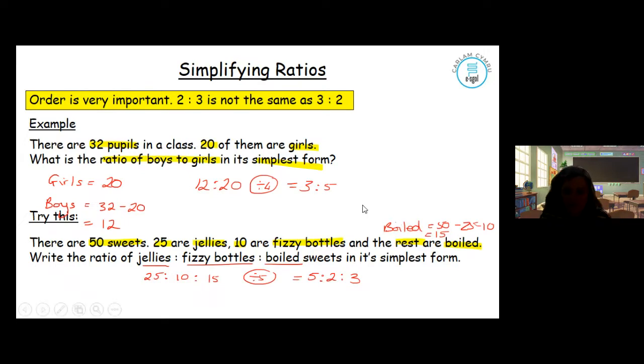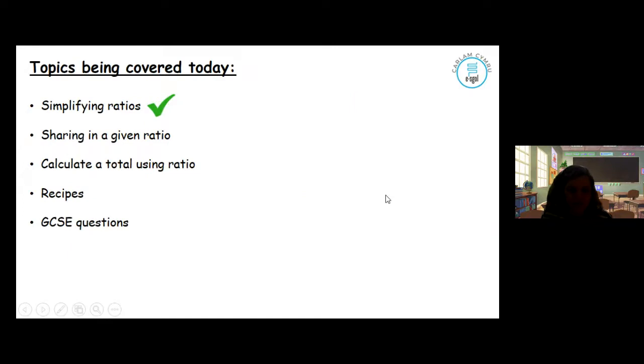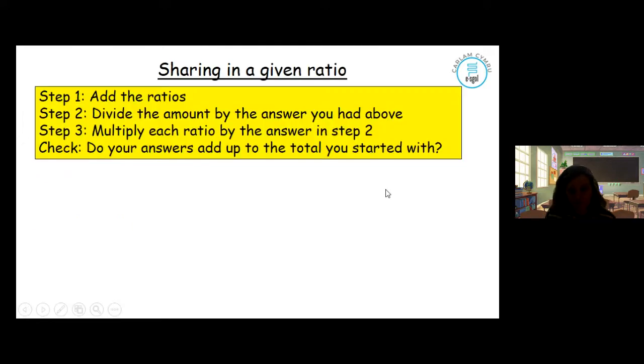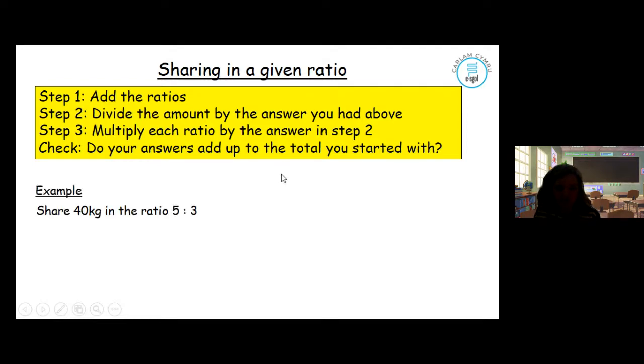Okay. All right, then, well done. So this is what we've done so far, so we're already quite a way through. We've been looking at simplifying ratios. The next thing we're going to do is still with ratios, but we're going to look at sharing. So these are the steps you have to follow. Step 1, we're going to add together the ratios that we're given. Step 2, we're going to divide the amount by the answer you had above. Step 3, we're going to multiply each ratio by the answer in step 2. And then we're going to do a little check at the end to see if your answers add up to the total you started with. So we're going to keep that on the board while we have a look at an example.